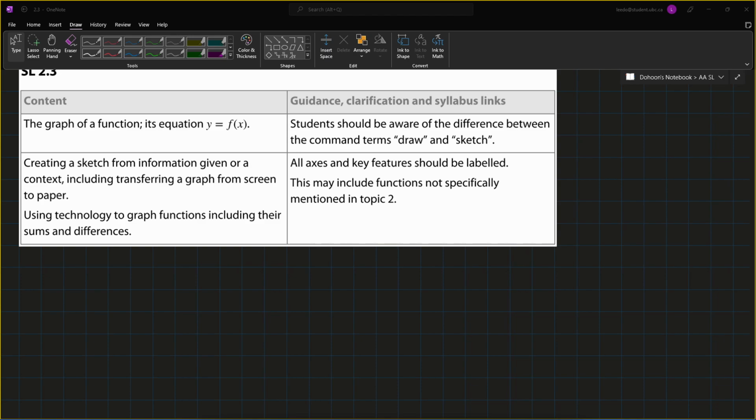Sometimes the IB questions will ask you to sketch a function, or sometimes to draw a function. Remember that they will ask you to draw a function only if they provided the grid lines. Let's move on to graphing some examples. Let's use f of x equals 2x minus 3.